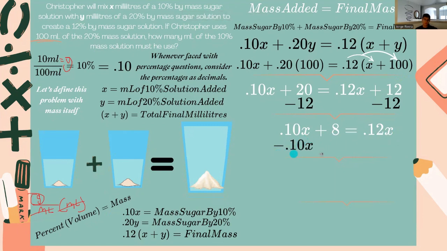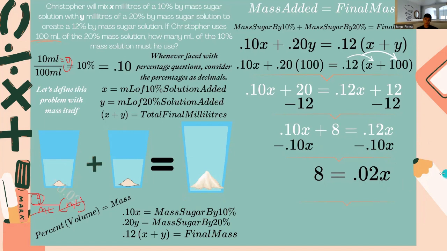We're going to combine these like terms in order to get rid of the variable on this side. Something we always want to see is that if there's a bigger number on this side and a smaller number on this side, in order to get a positive number, we subtract the smaller number from the bigger number. So that's going to give us 8 equals 0.02x, because 0.12x minus 0.10x is 0.02x.